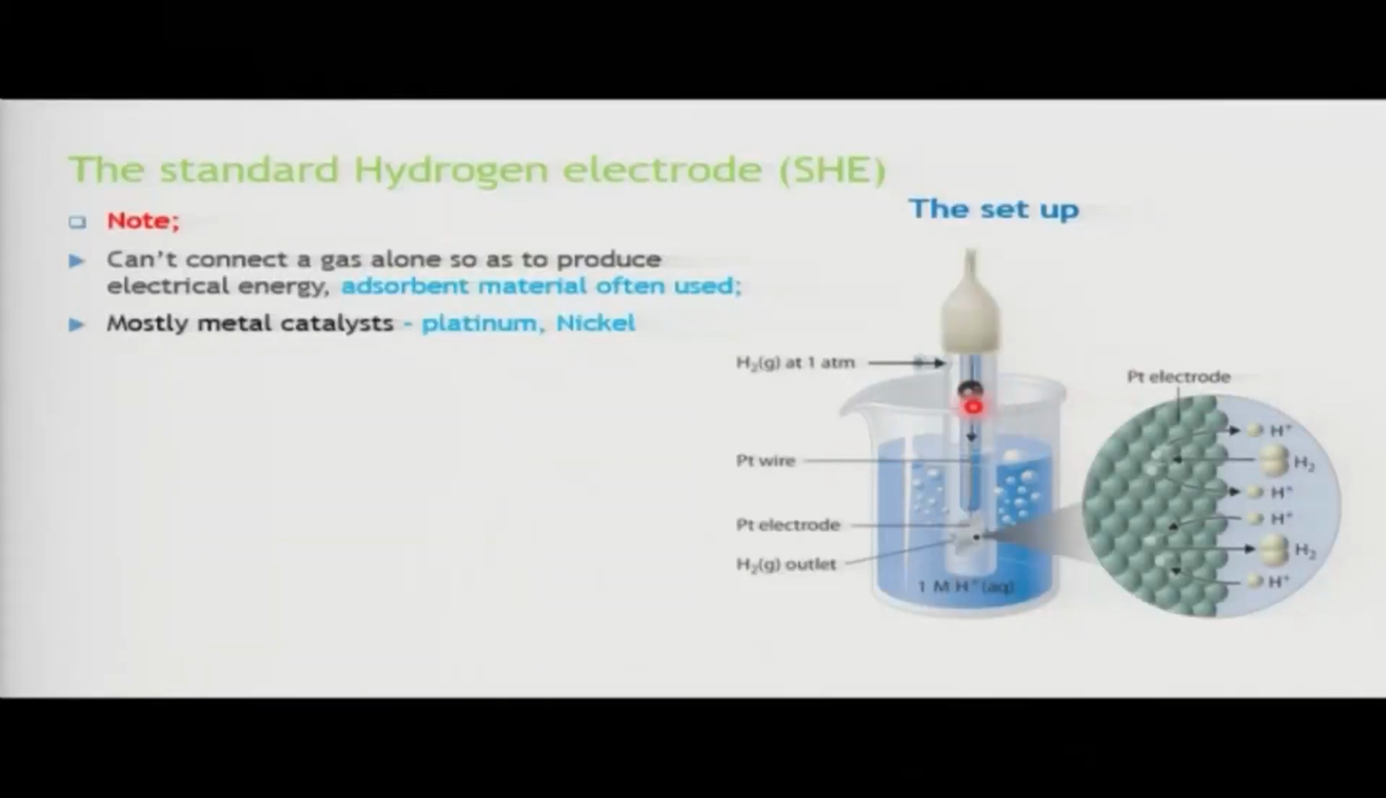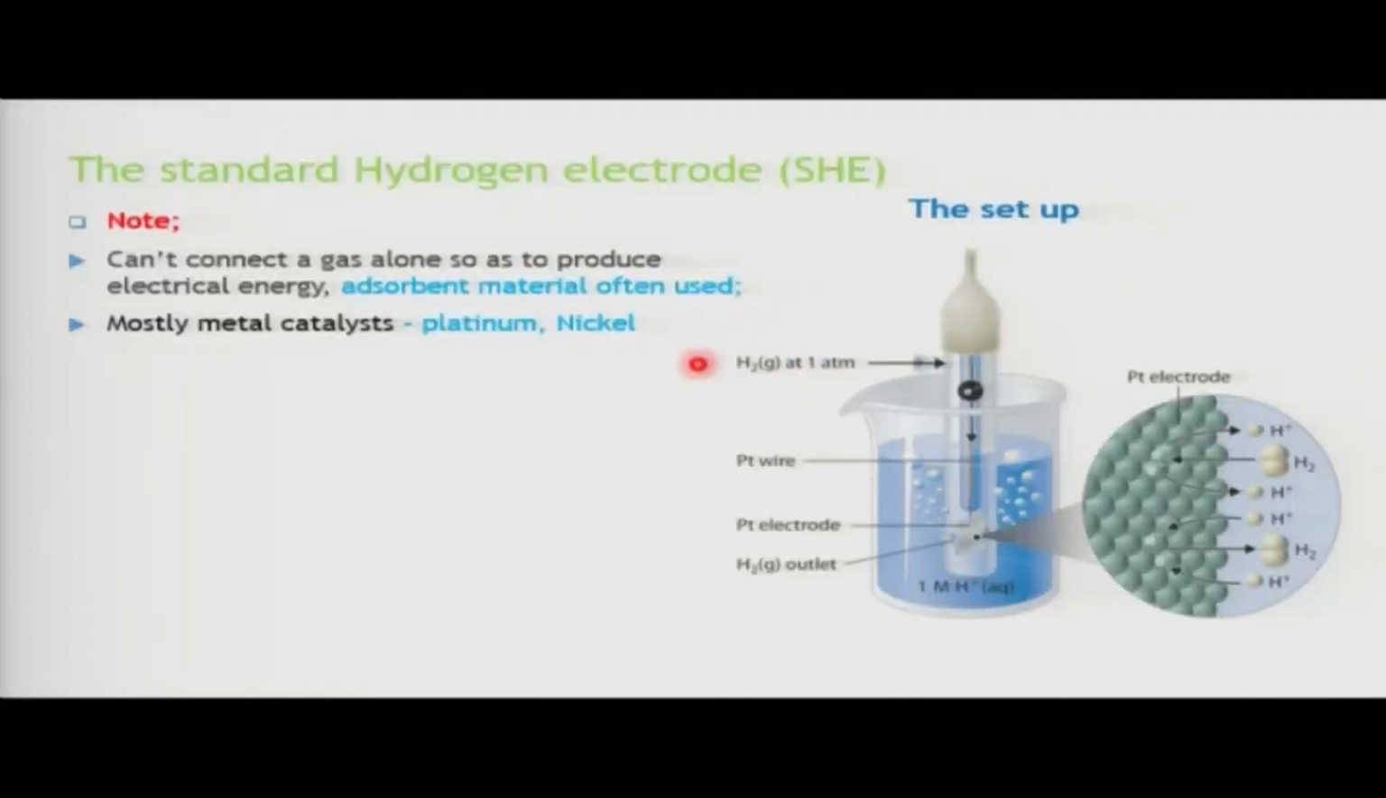How does it work? We're talking of standard, indicating we must include the standard conditions. What are those standard conditions? Pressure should be 1 atmosphere. Since this is a gas, we quantify it in terms of pressure it exerts. Then the concentration of solution should be 1 molar. You see, this is hydrogen gas in hydrogen ions. 1 molar here, then the pressure here, 1 atmosphere.